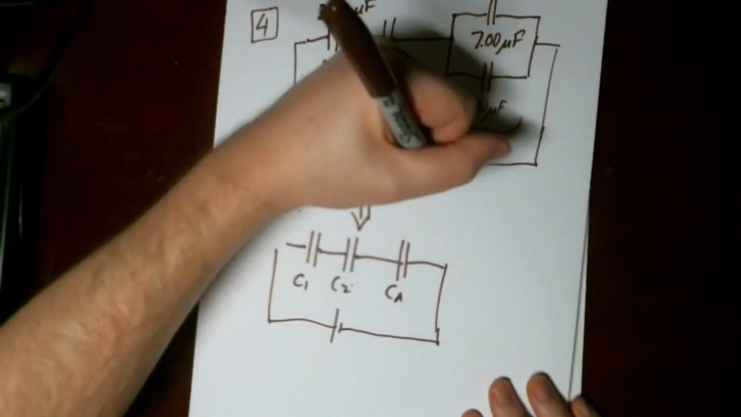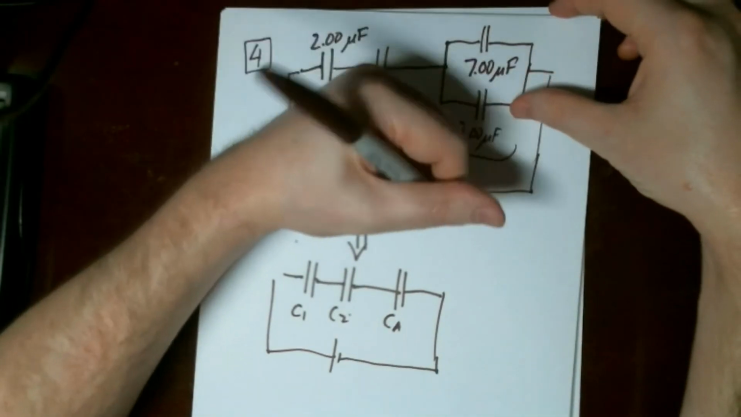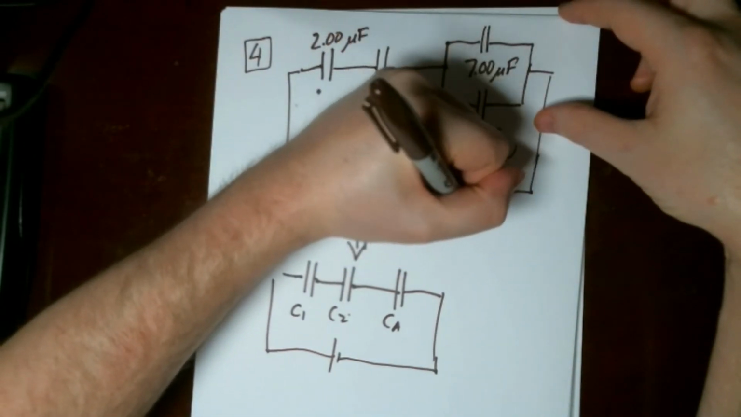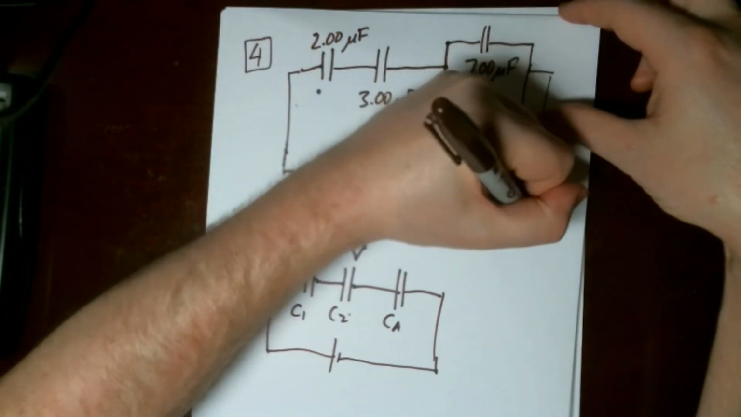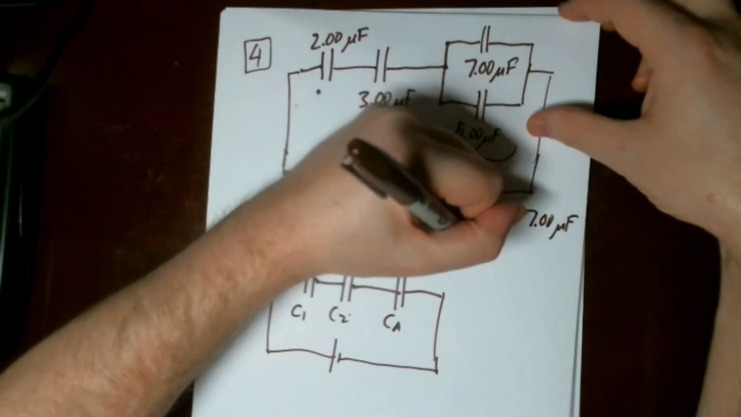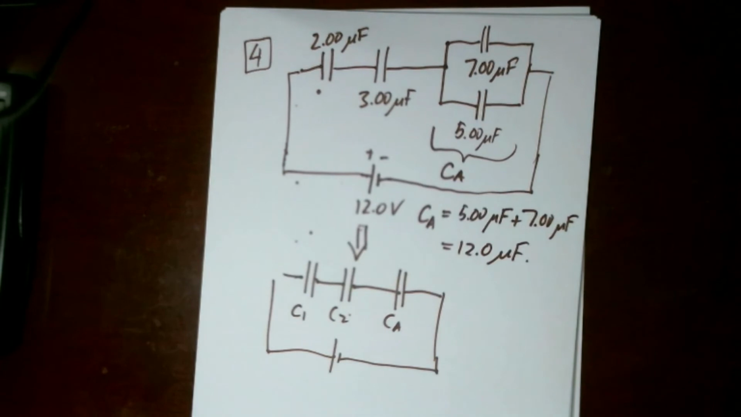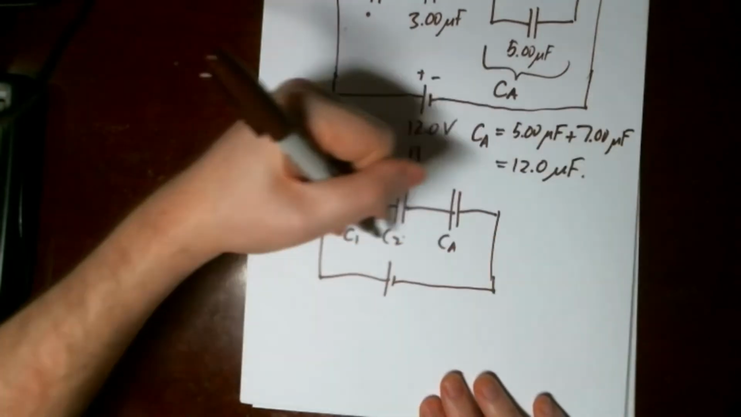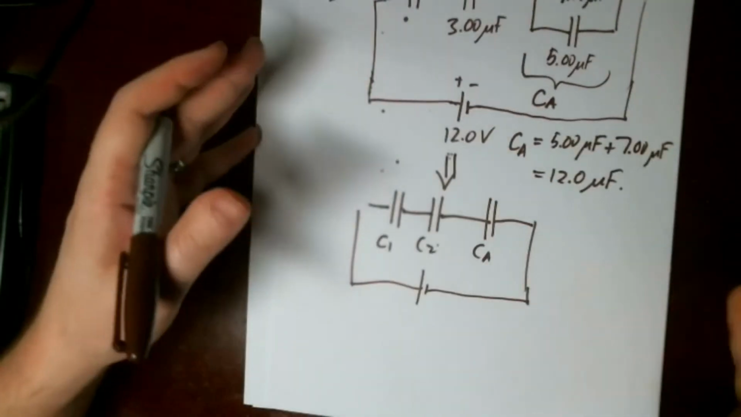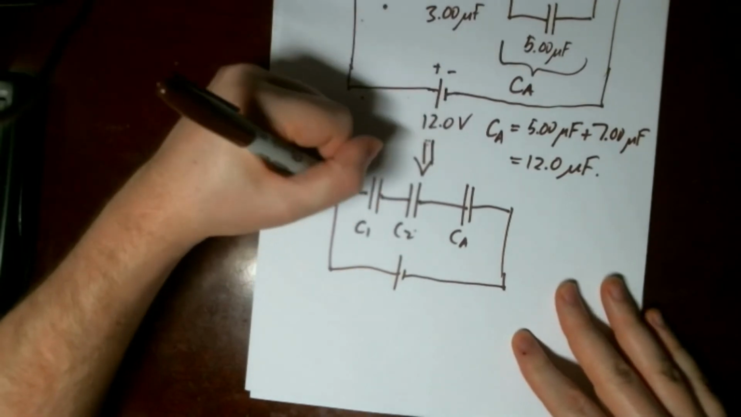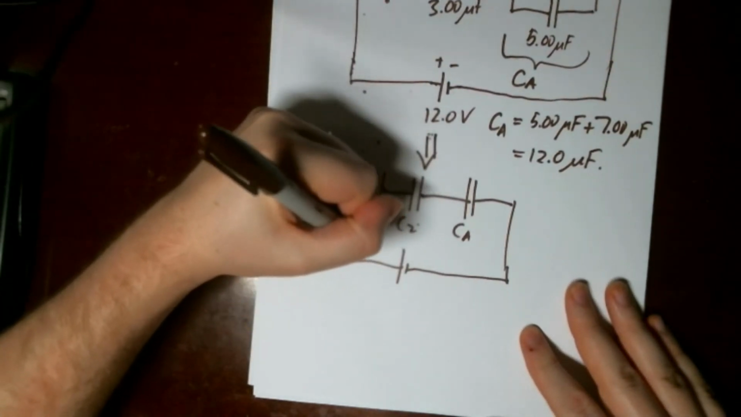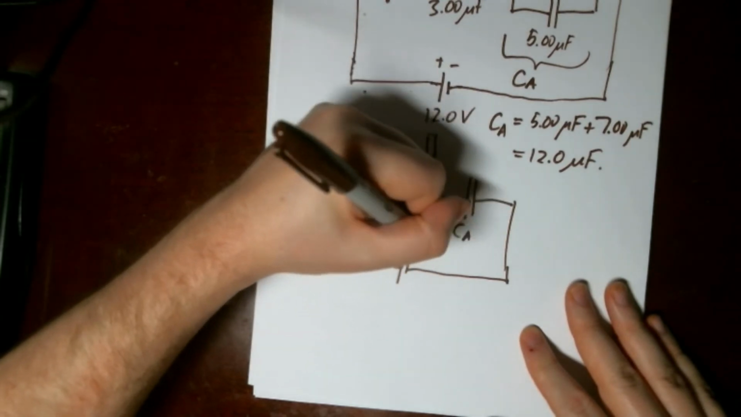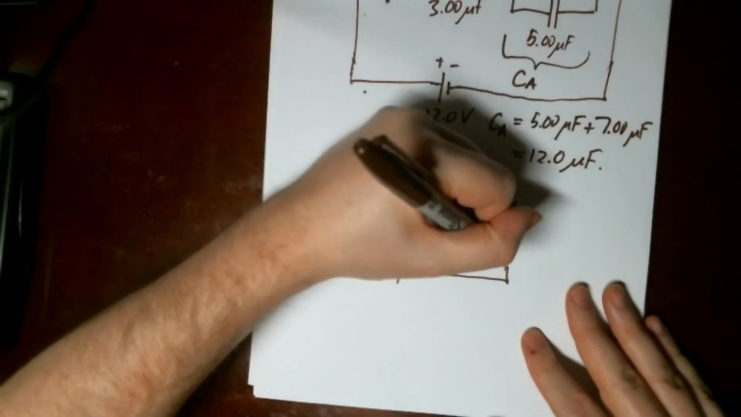So what's Ca? Well, we know that when you have capacitors in parallel, the equivalent capacitance is just going to be the sum of the individual capacitances. So this is going to be 5 microfarads plus 7 microfarads. So that should give us 12 microfarads. So then we have a series circuit where we effectively have 3 capacitors in series. So C1 is 2 microfarads, C2 is 3 microfarads, and we already found Ca, which is 12.